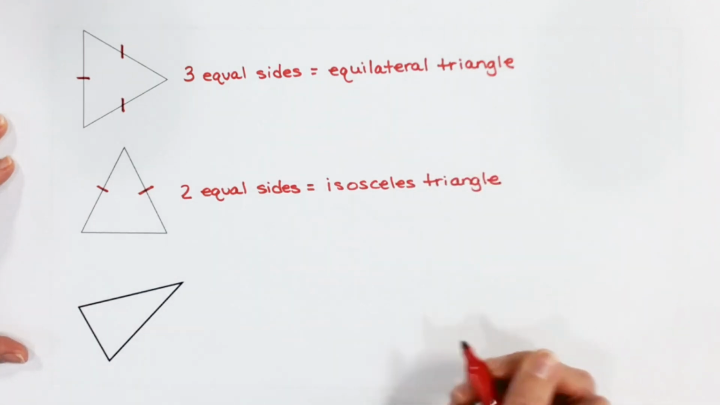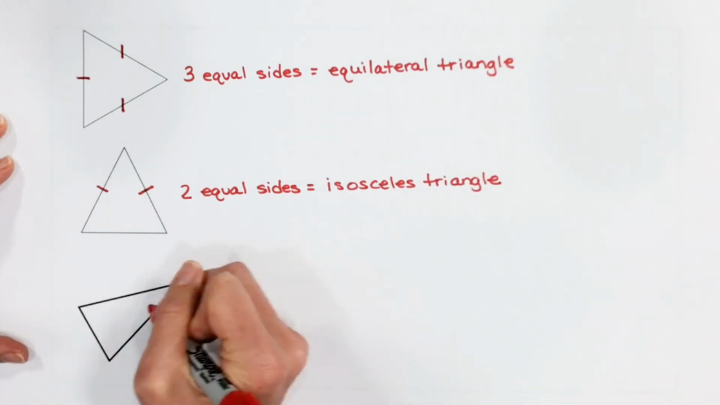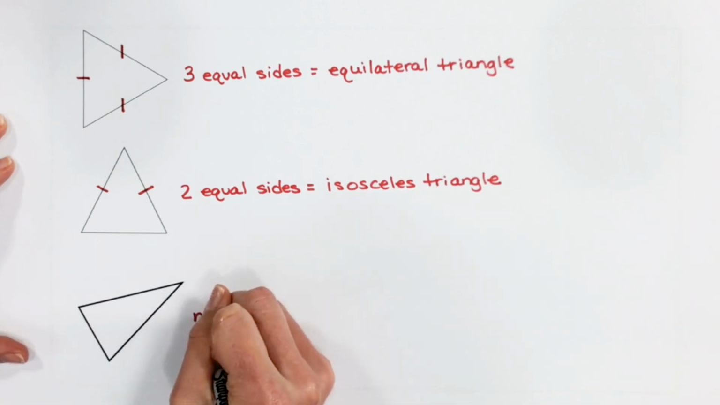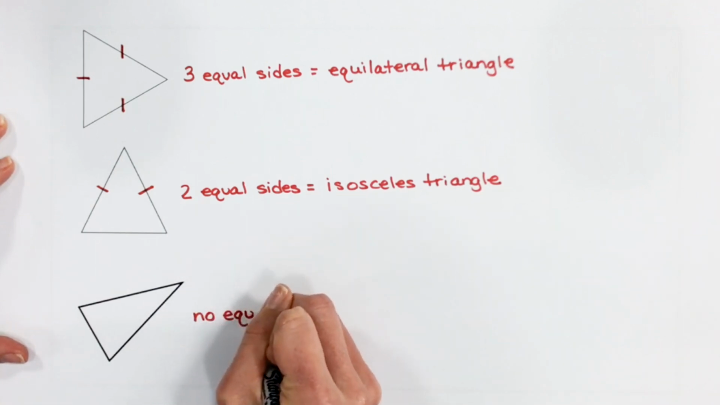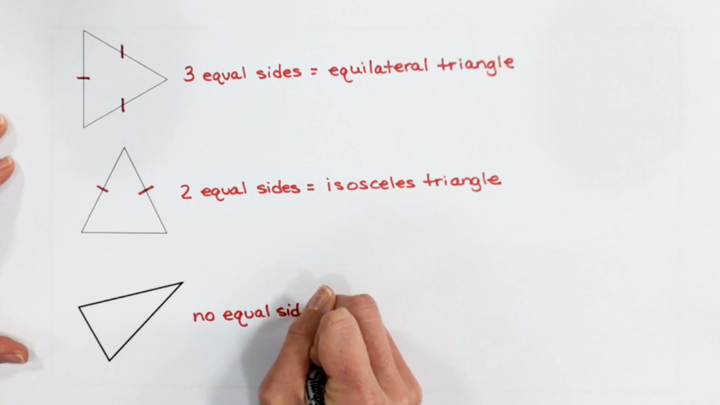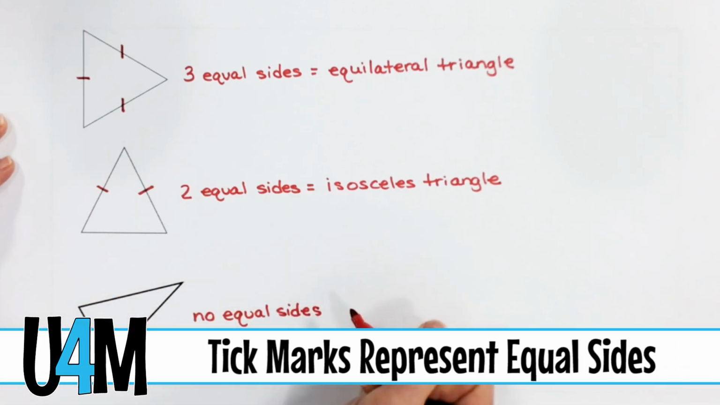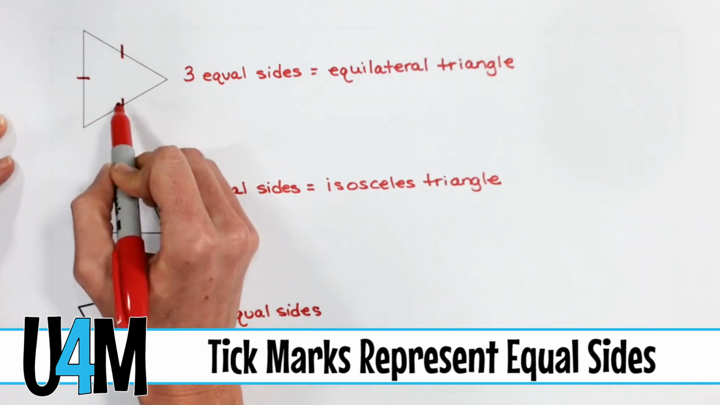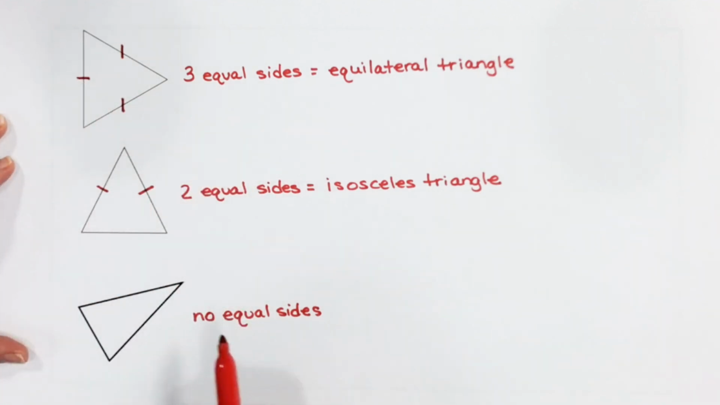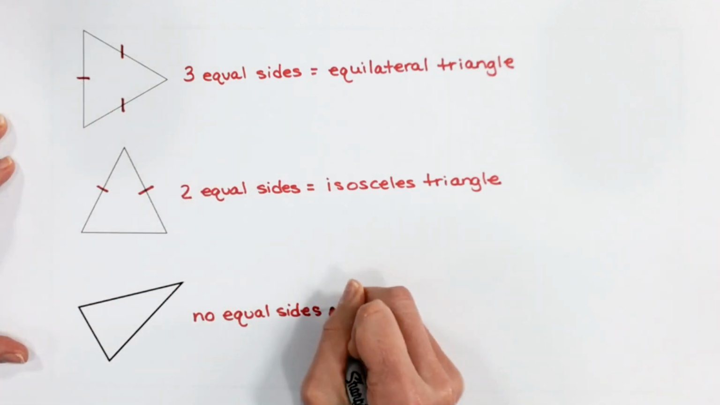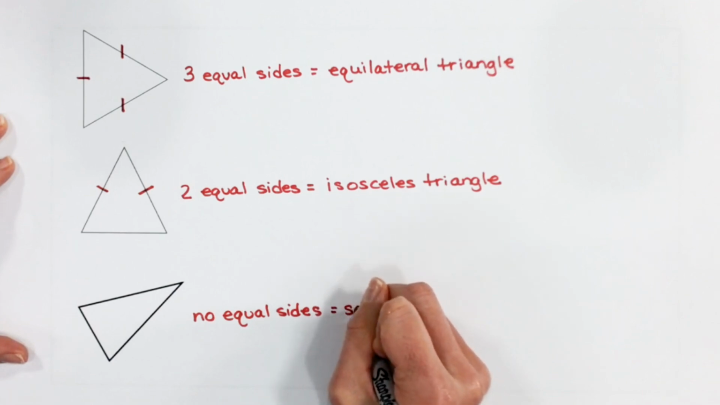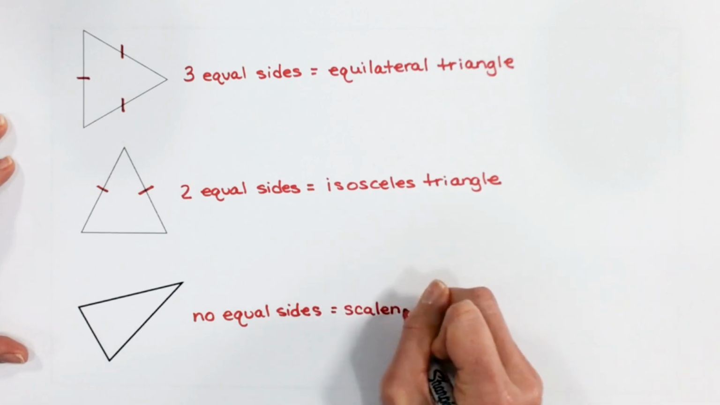And finally, this triangle has no equal sides. We know that because there are no little tick marks here on the triangle. We can see that that's how we represent an equal side. So we have no equal sides here. So we would classify this as a scalene triangle.